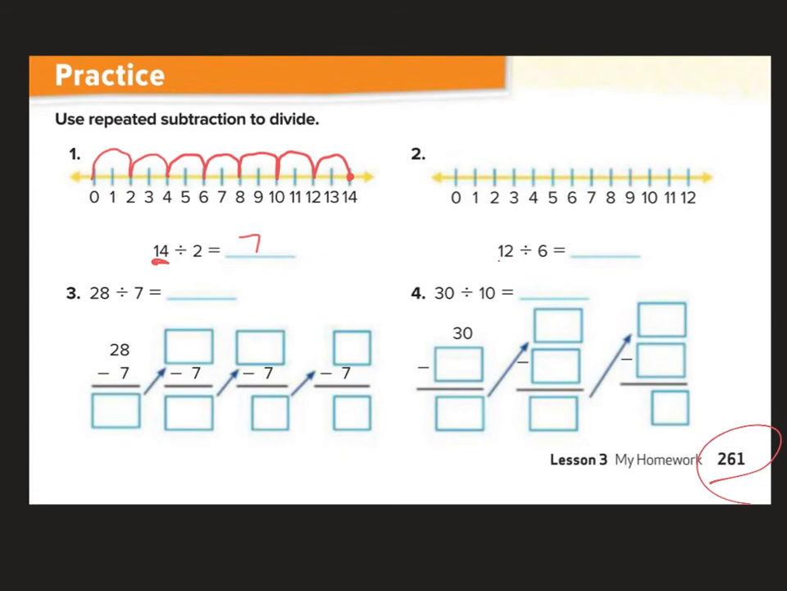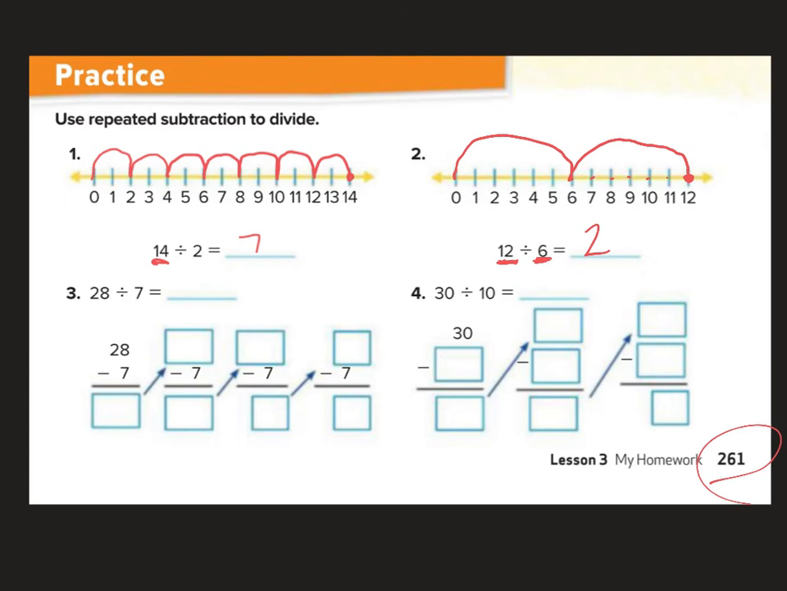Here we go. 12 divided by 6. I'm going to start at 12. Take away 6 each time. 12 minus 6 is, I'm counting, 1, 2, 3, 4, 5, 6. 6, in case you didn't know. And then 6 minus 6, we know that one's 0. So I took away 6 2 times only. So 12 divided by 6 is 2.